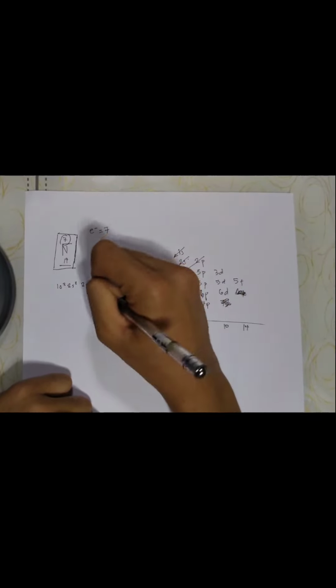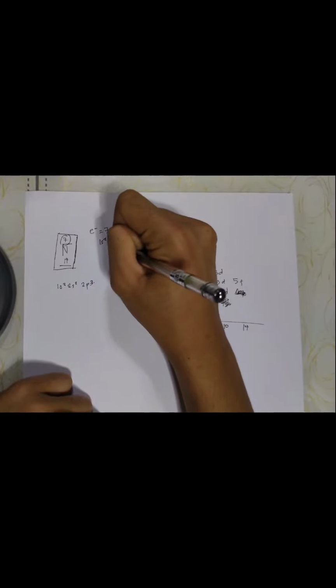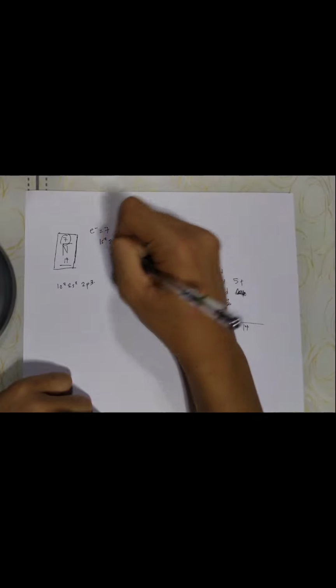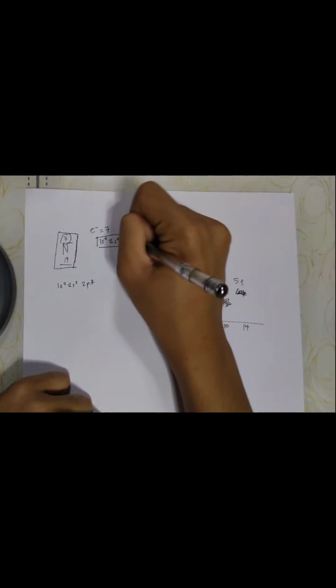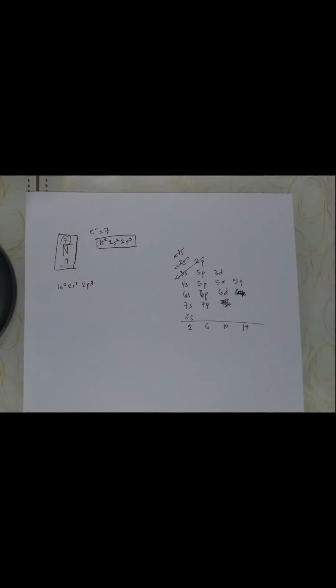So it is 1s2, 2s2, 2p3. This is the electronic configuration for nitrogen.